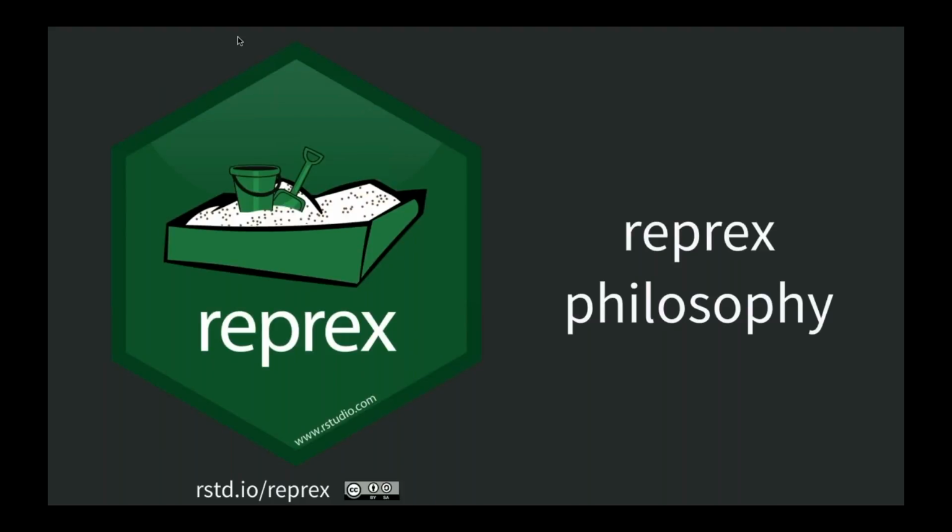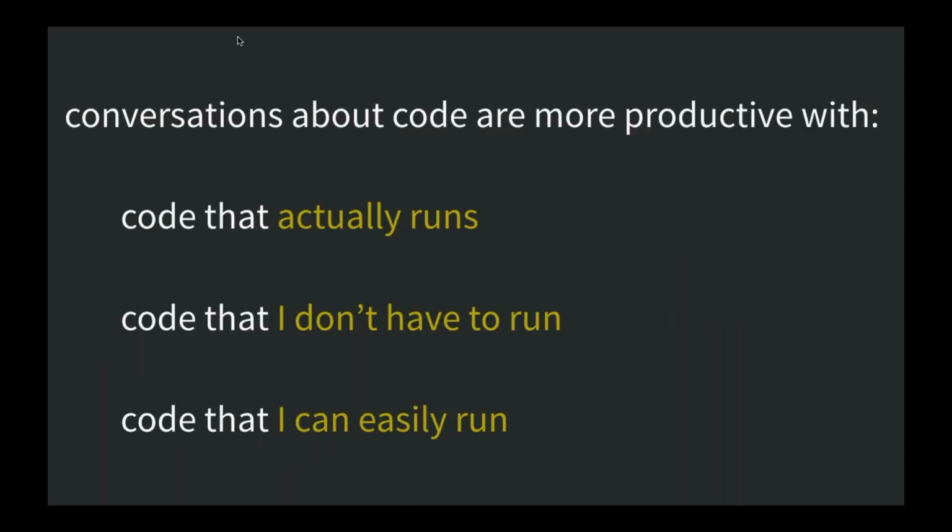So trying to remove friction for myself and other people led me to create a few principles that I knew had to be true of a tool to make this easier. So this is the reprex philosophy. I think that conversations about code are much more productive if they contain three things. Well, it's one thing, but three properties. Code that actually runs, okay? Code that I do not have to run as the reader, but code that I can easily run.